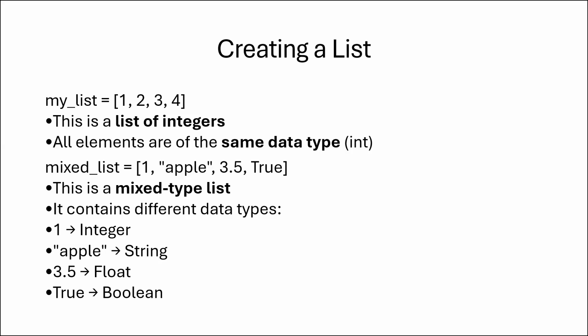A list can also be of mixed data type. In my second example, I have created a mixed data type list. In this, I have created a variable mixed list and assigned the values 1, apple, 3.5 and true. Here are mixed data type elements in the list. Mixed data type means 1 is an integer value, apple is a string, 3.5 is a float and true is a boolean data type. A list supports both the same data type as well as mixed data type.